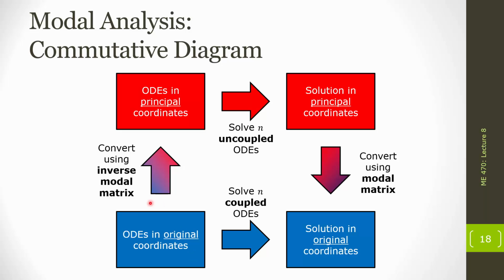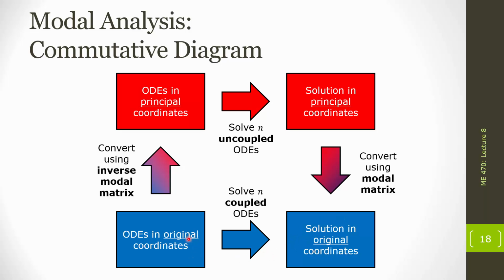So we start down here. We have a bunch of ODEs in the original coordinates. And again, the problem there is that we have several of these ODEs coming from our equations of motion, but each ODE has possibly all of our degrees of freedom and the second derivatives of all of our degrees of freedom. So where do we want to go? We want to go here. We want our solution in those original coordinates. We want to know what is x1 of t, x2 of t, and so on.